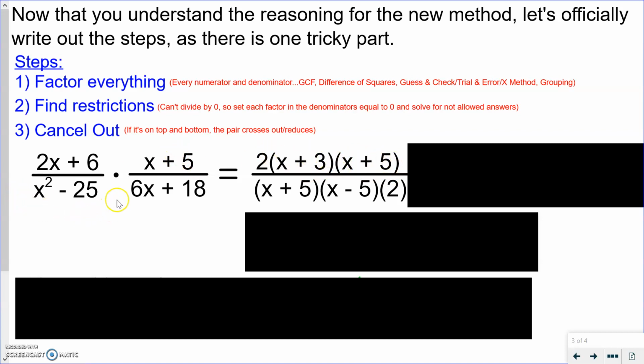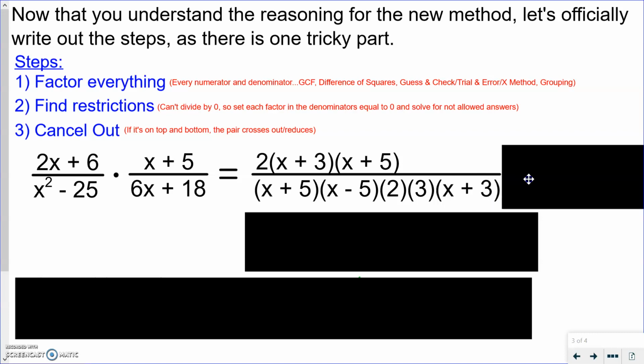On the bottom, x squared minus 25, that is a difference of squares. So I do x, 5, 5, plus minus. Then for 6x plus 18, there's a GCF of 6. But 6, you can break down. So I change 6 into 2 times 3. Then if I took out 6, what's left would be x plus 3.